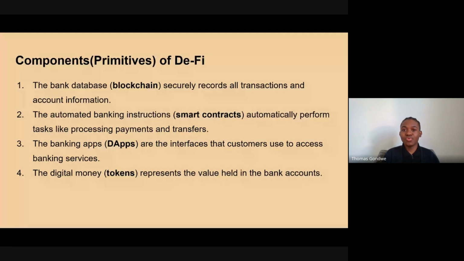dApps, you can look at them as your banking applications, your mobile app for whichever bank you're with, the one that you use to interact with your bank. That's what you can look at as a dApp. And then tokens. For this example, I put them as digital money. So digital money or the tokens represent the value held in bank accounts. And it's important to note that all money is digital money, right? All money that you do not have physically, that's all digital money.